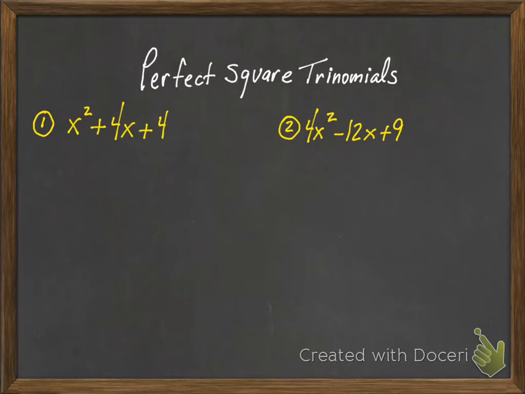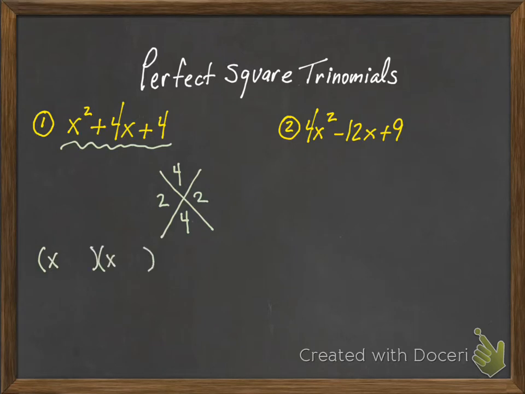So we have example number 1, and we end up with this one right here. There's nothing that we can pull out of this because each term has nothing in common, so let's try factoring. What two numbers multiply to 4 and add to 4? Only one choice, 2 and 2. Like we practiced in class, we set our parentheses up with the x's in front, and we go plus 2 and plus 2.